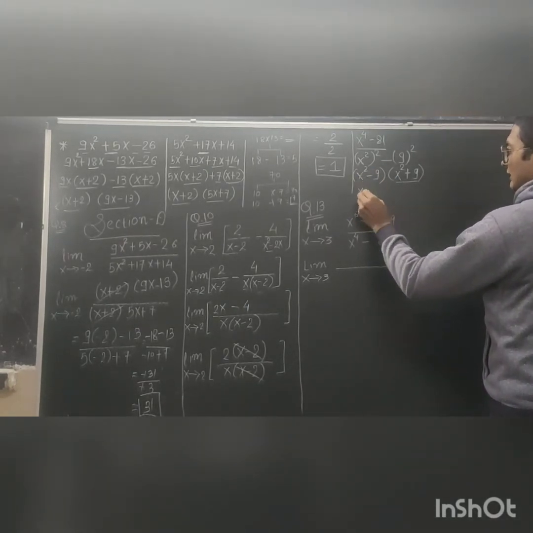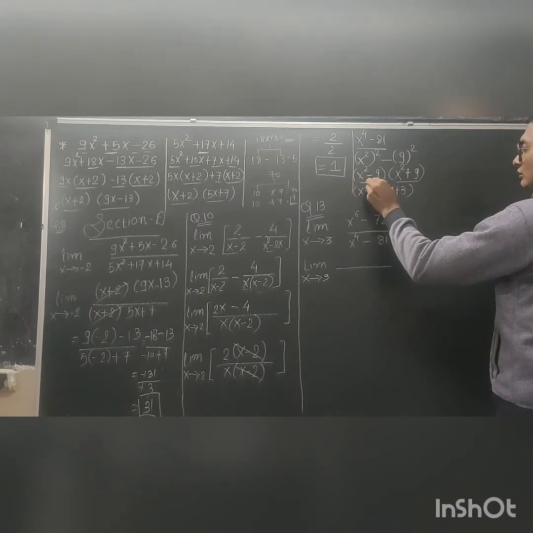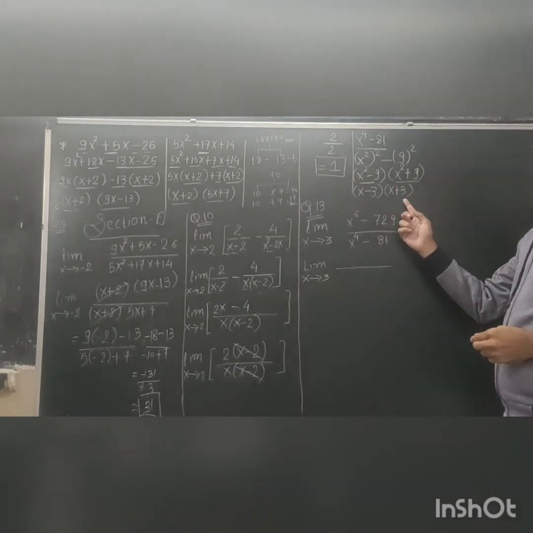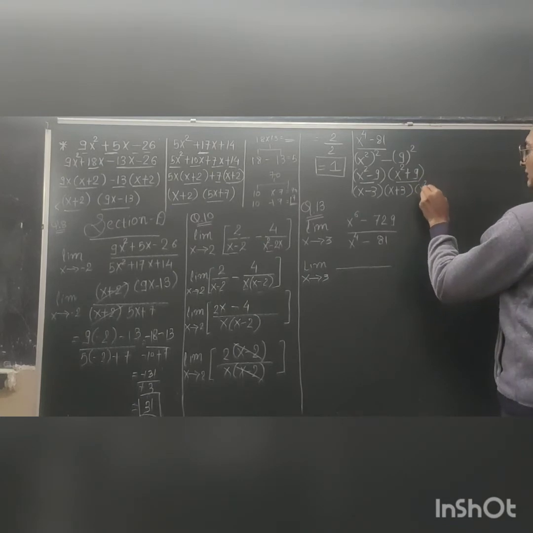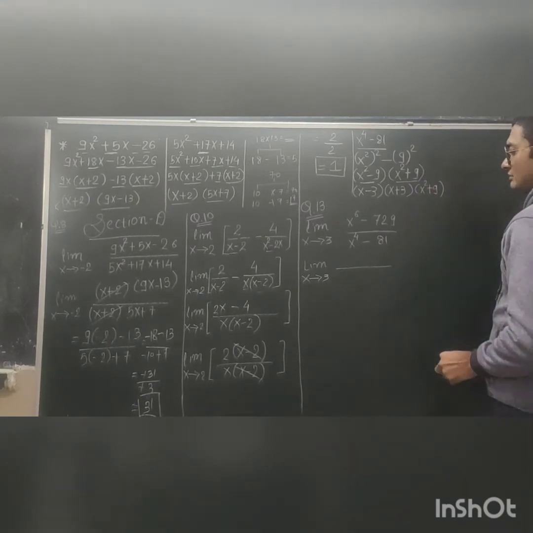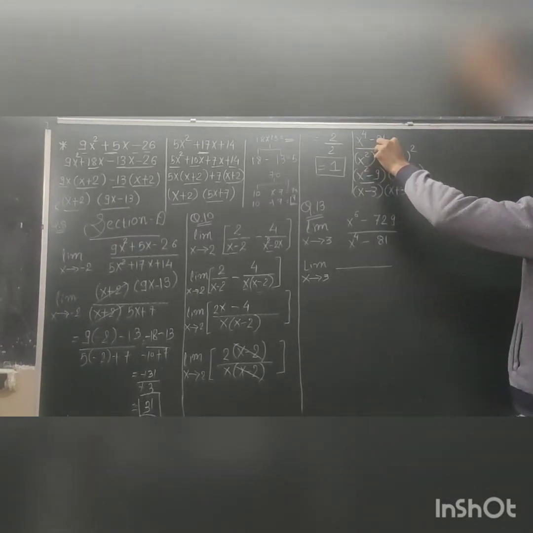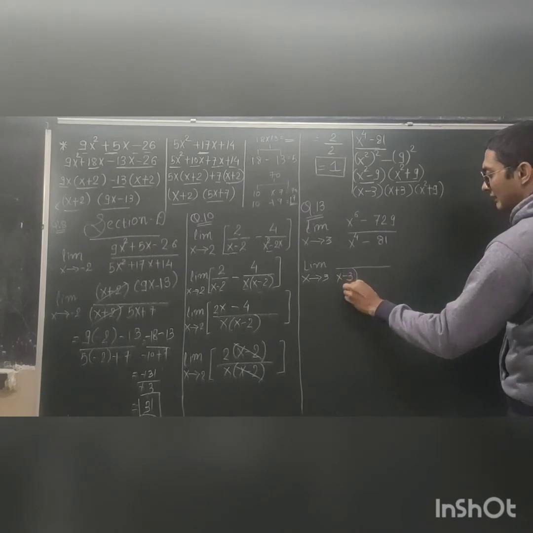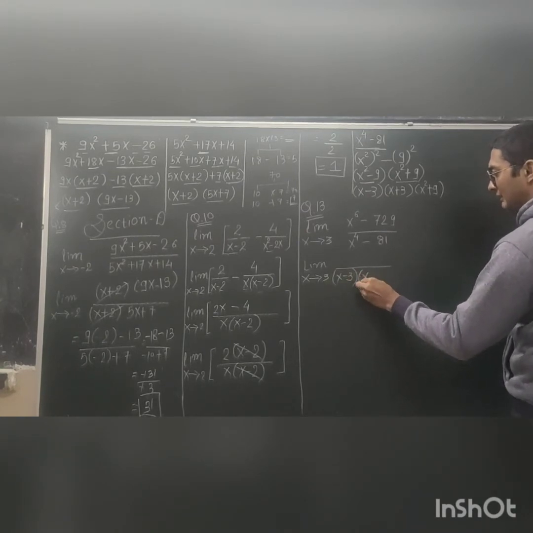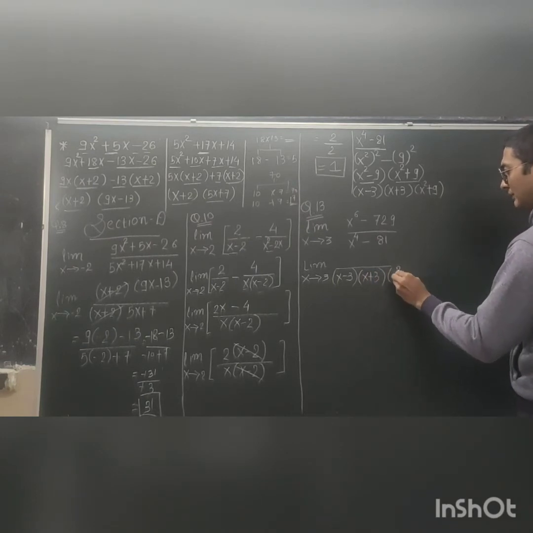Here x square minus 9, so we can say that x minus 3, x plus 3. For x square minus 9, x minus 3, x plus 3, while x square plus 9 remains as it is. So in denominator, instead of x raised to 4 minus 81, we can say that x minus 3, x plus 3, and x square plus 9.